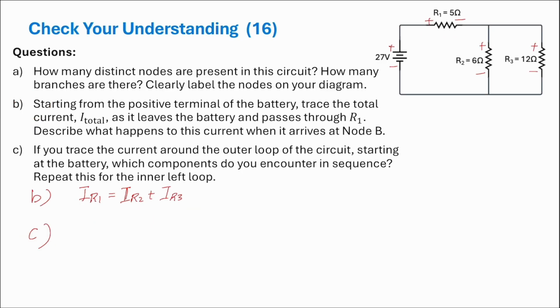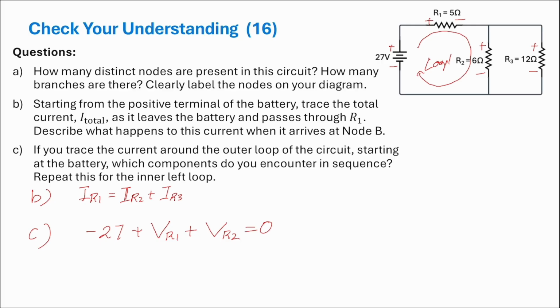Part C, we choose the first loop here. This is loop 1. And we first look at how the loop enters the battery. It enters the battery from the negative terminal, so this is minus 27. And then it enters R1 from the positive terminal, so this is plus VR1. Plus it enters R2 from the positive side, so VR2, equal to 0.